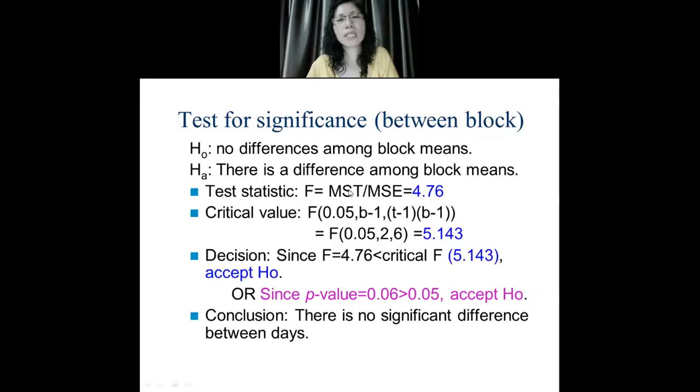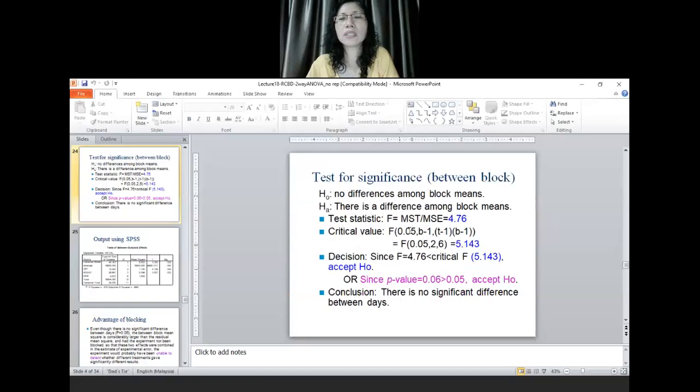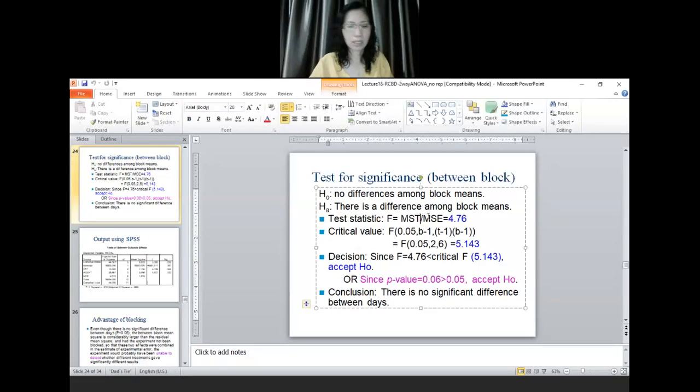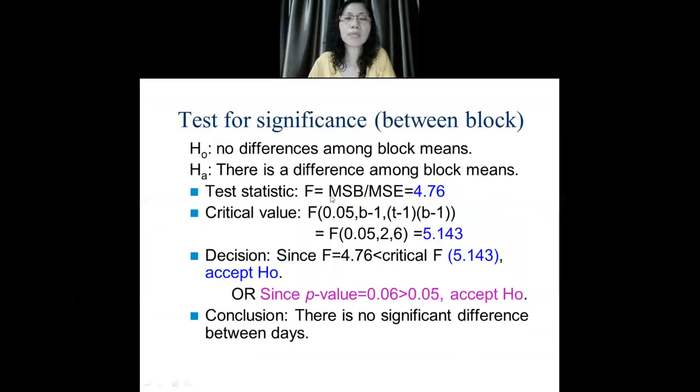Oh, okay, this is B. This is not T, it's the block. So correct that: it is MS of the block divided by MSE, and that gives you 4.76.